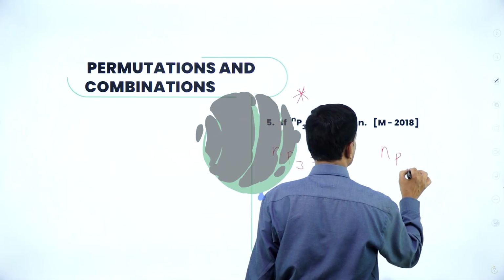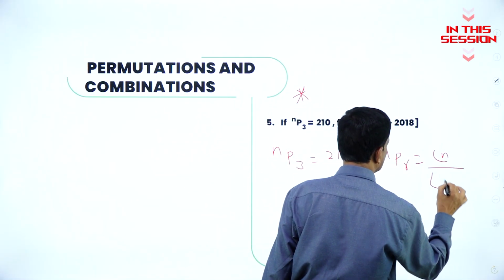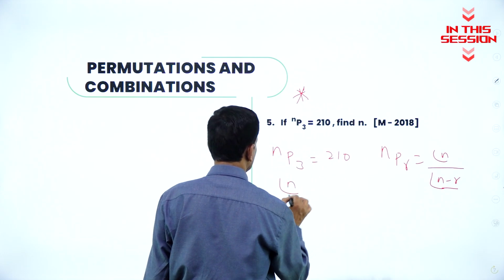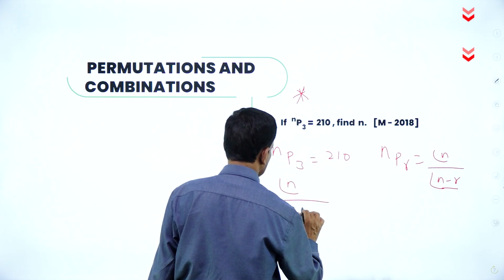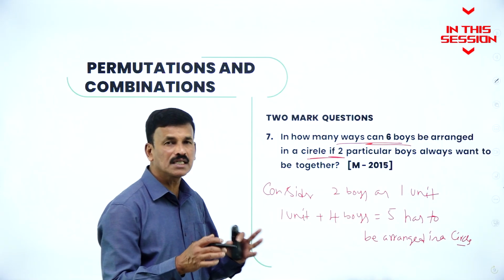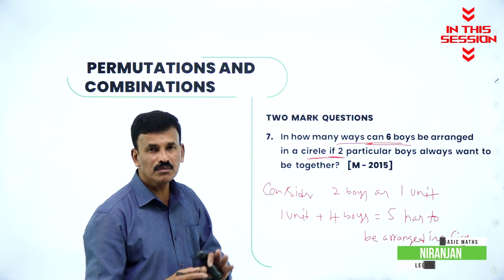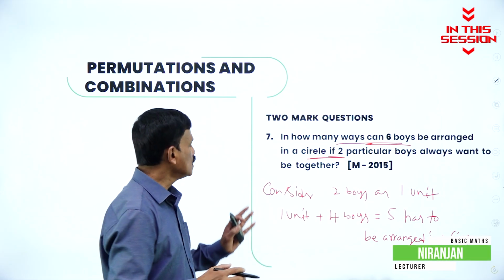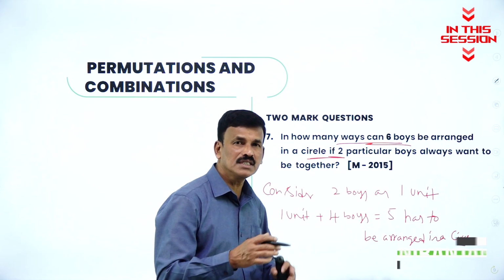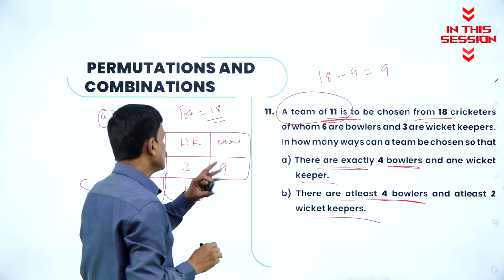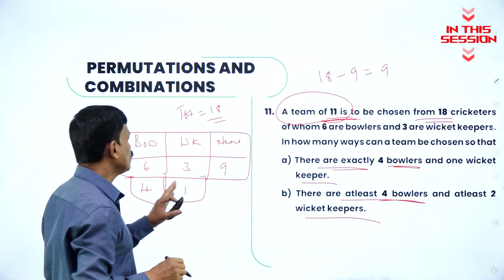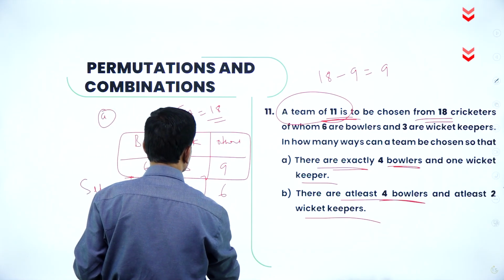What is the formula for nPr? n factorial divided by (n minus r) factorial. So this is factorial n divided by factorial (n minus 3) is equal to 210. This is given. Consider the 2 boys as 1 unit. The remaining 6 minus 2 is 4 boys. So 1 unit plus 4 boys, that is equal to 5 numbers, has to be arranged in a circle, right? So out of this 11, already 4 plus 1, 5 are chosen. 11 minus 5 is remaining 6.